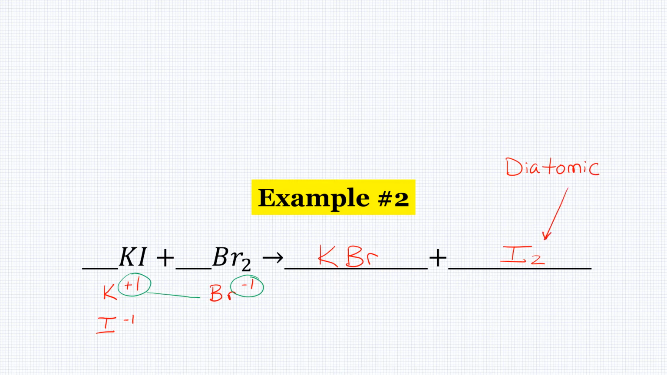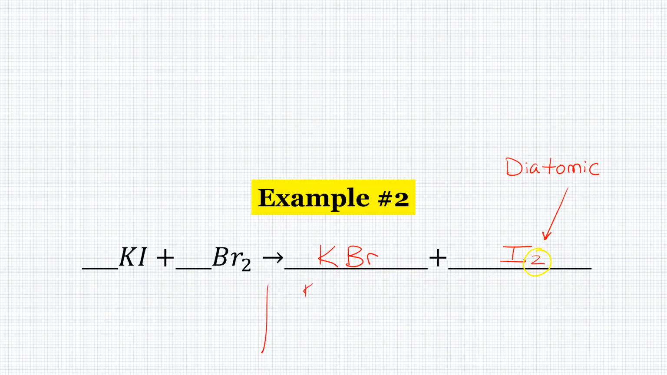Okay, so that's why we're adding our 2 here. All right. So all the charges are balanced, so my next step is to balance the equation. So let me erase this, and then I'm going to make my table.